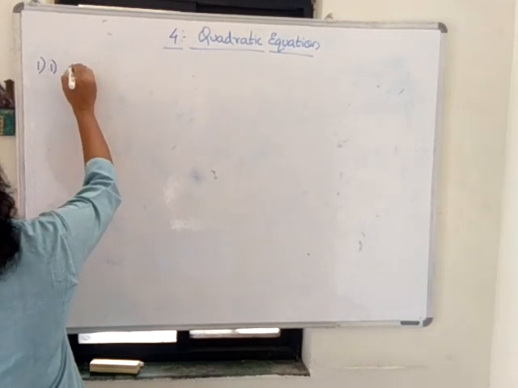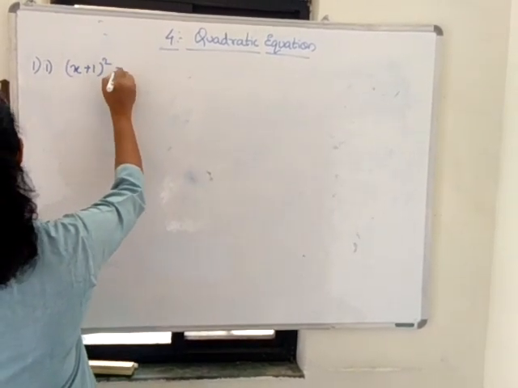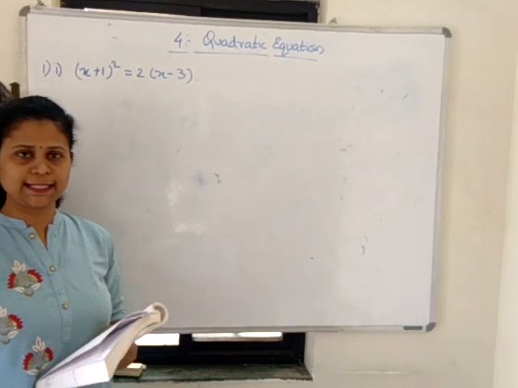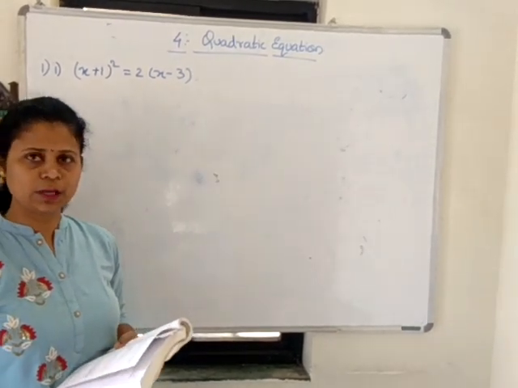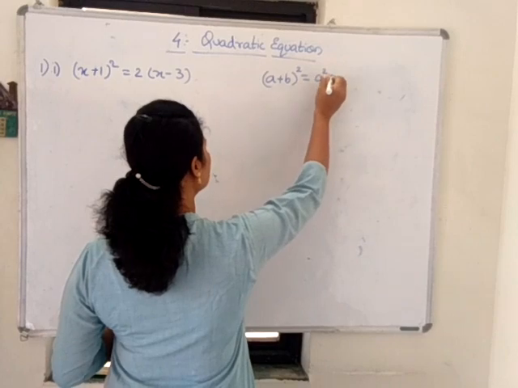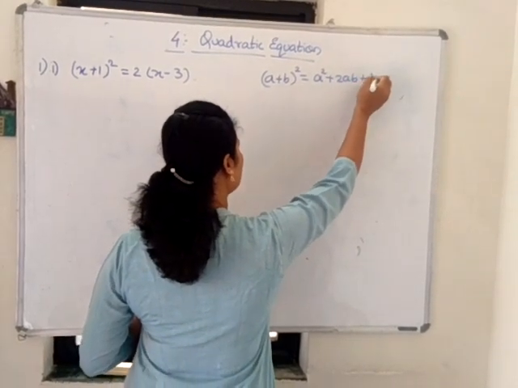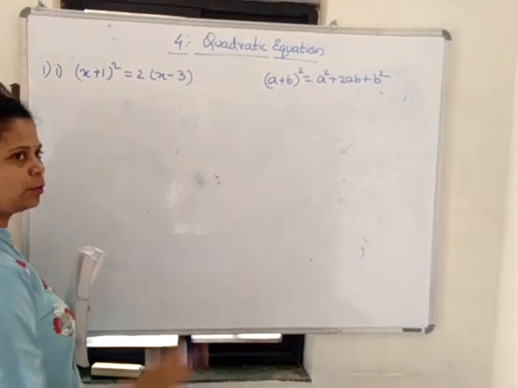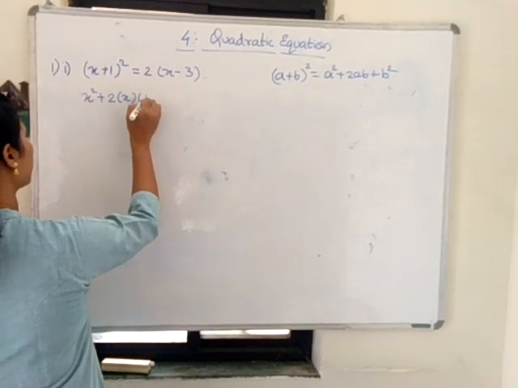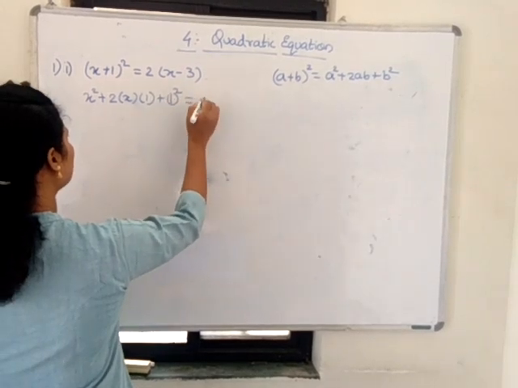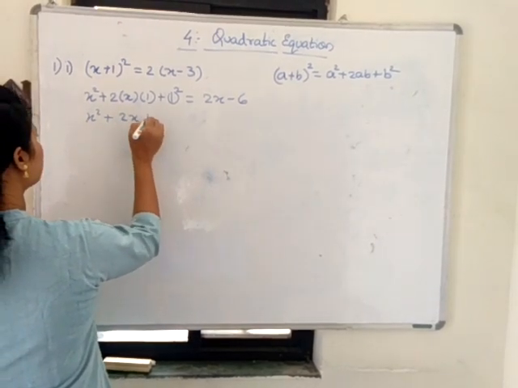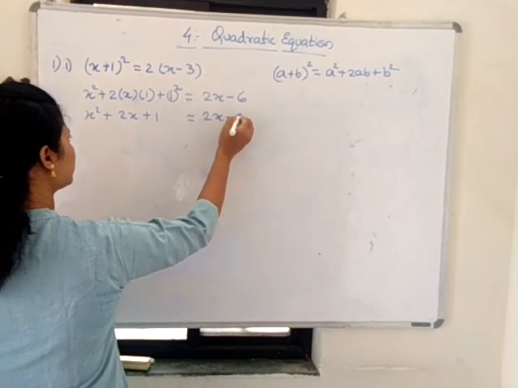So the first one we'll solve now. First is x plus 1 whole square is equal to 2 into x minus 3. x plus 1 whole square should be solved using an identity. You have the identity a plus b whole square. So how do we expand a plus b whole square? We expand it as first term square plus 2 into first term into second term plus second term square. So similarly, I have to expand the first bracket. So it will be x square plus 2 into first into second term plus 1 square is equal to 2 times x minus 3. Now multiply: 2x minus 6. So x square plus 2x plus 1, 1 square is 1, is equal to 2x minus 6.